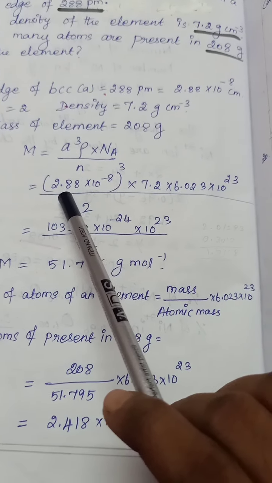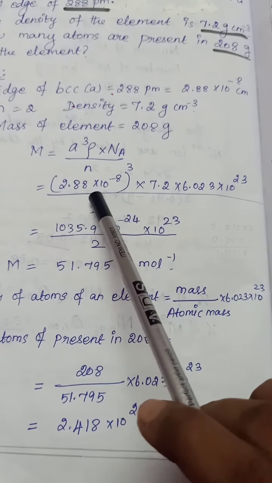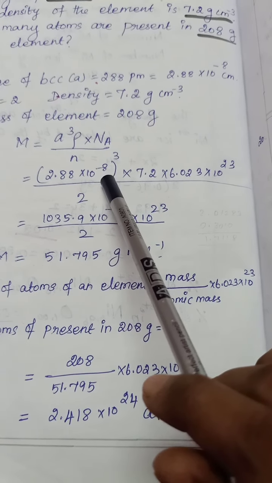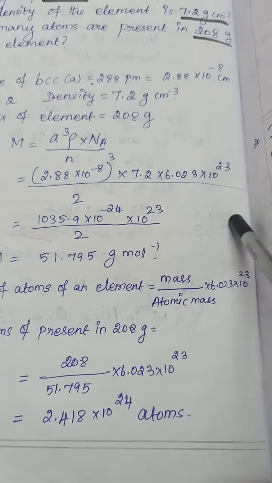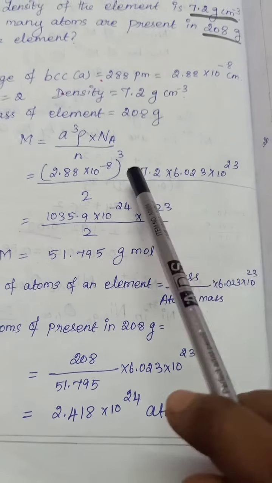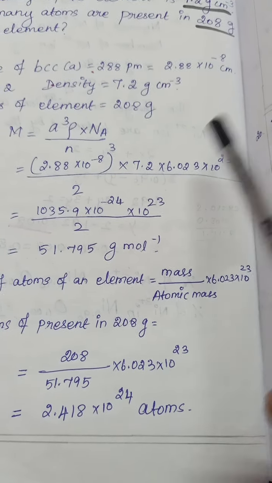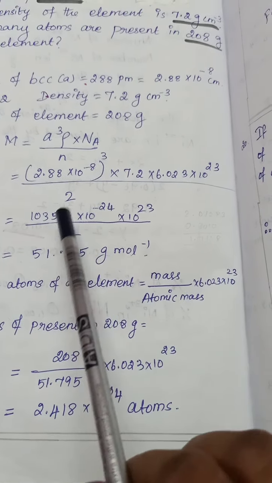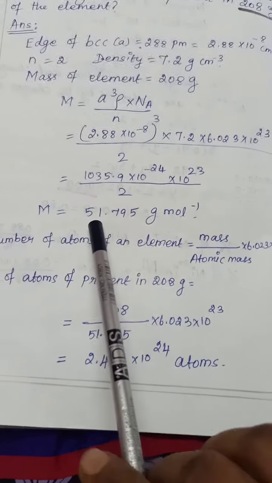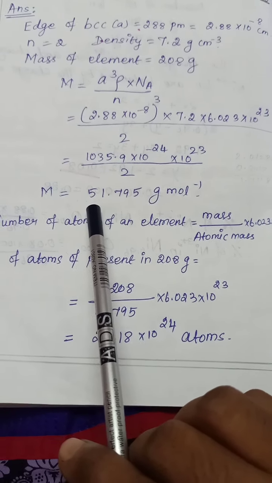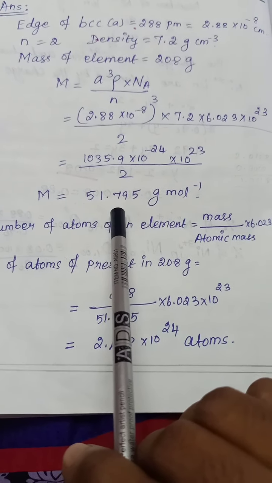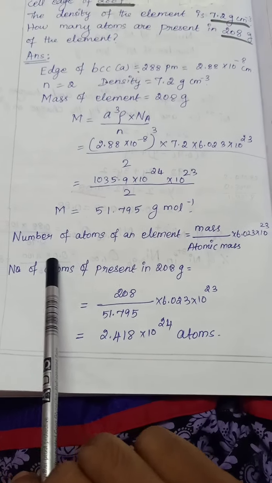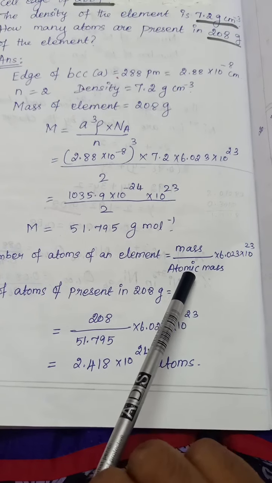Then you multiply. You first cube the value 2.88 into 10 to the power of minus 8, the whole cube. 10 to the power of minus 8 the whole cube is 10 to the power of minus 24. Here 10 to the power of plus 23. Then you have 10 to the power of minus 1 only. You multiply all the values and move one digit, then divide by 2. Finally you get the m value, 51.795 gram mole inverse.